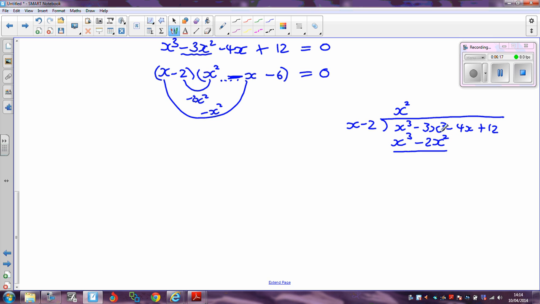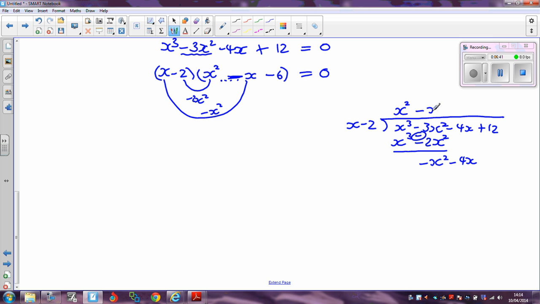We're doing long division, so we subtract. If I subtract these two, it disappears. Minus 3 minus 2x squared, so I'm subtracting here. Minus 3 take away minus 2x squared is minus 3 plus 2x squared, which comes out as minus x squared. And we now bring down this minus 4x. And we ask ourselves again, how many x's are there in minus x squared?